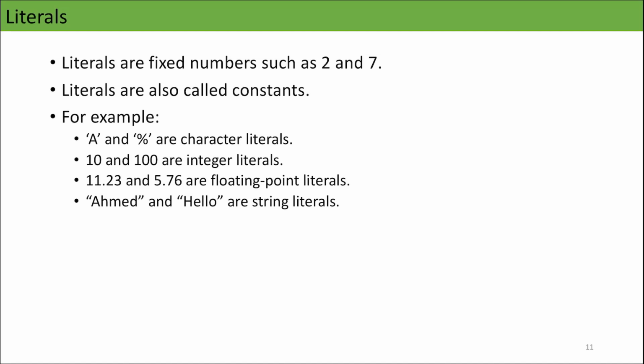And literals also need to have a data type. They have to be from a specific data type, and they are not only numbers. They can be characters and they can also be strings of text. So you see the example here: we have A between single quotes, and this is a character, and here numbers of type integer, numbers of type floating point, and also we have text like the names of people or some messages or paragraphs that we can use. These are all literals because they are fixed, they're not changing.